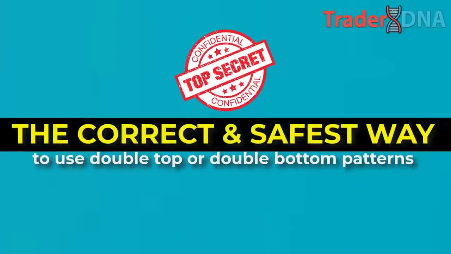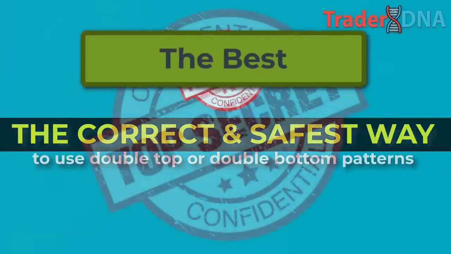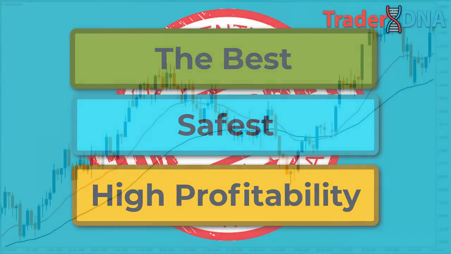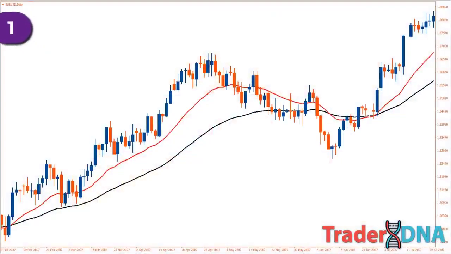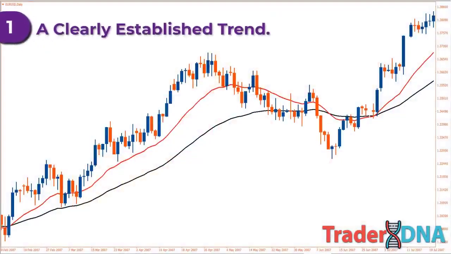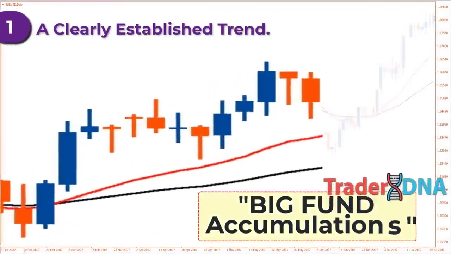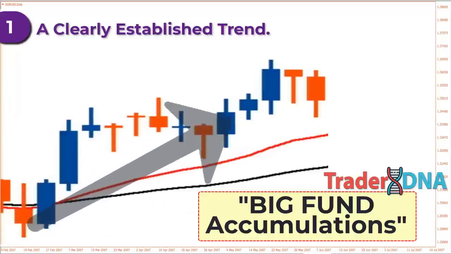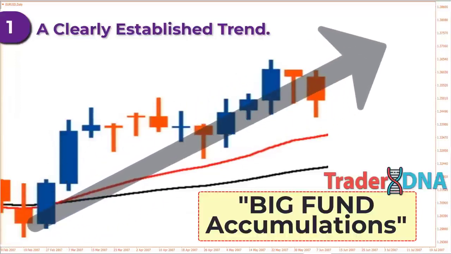The correct and safest way to use double top or double bottom patterns. In my experience as a trader and investor, this is the best, safest, and offers a relatively high risk-reward ratio for each trading signal. First, a clearly established trend. I call this process big fund accumulations. As an investor, we can identify the movement of big fund accumulations by recognizing clear trends forming in the market. Since the trend is evident, every trader can easily identify it.